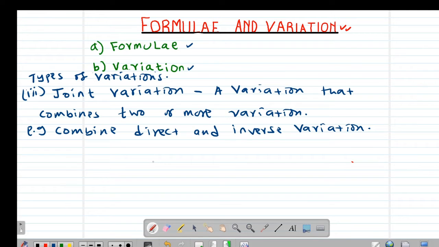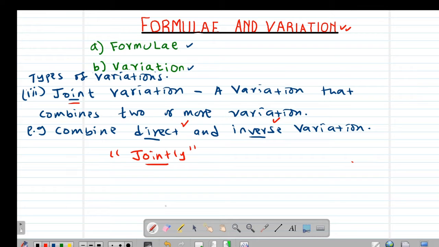So maybe we look at an example so that you understand better. If you find a combination of two or more types of variations, then it simply means that we are dealing with joint variation. The key term that we expect is jointly. Should you encounter the term jointly, it means you are dealing with a joint variation. Or maybe you are given a question that involves both direct variation and inverse variation, then it simply means that you are dealing with joint variation, because it is combining various types of variations.